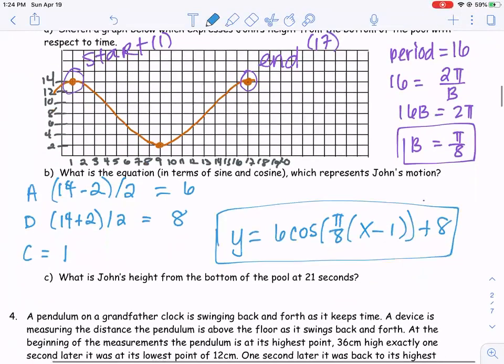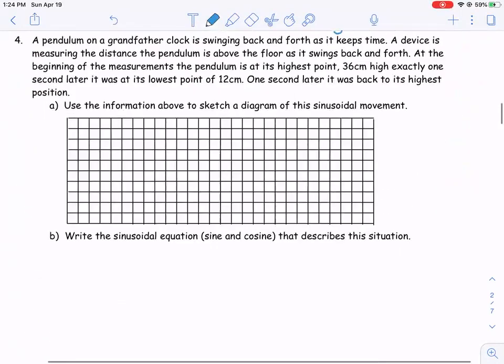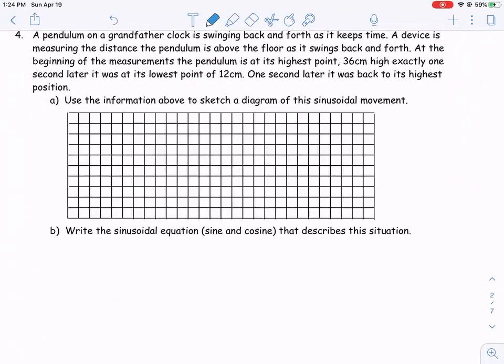And if you want to get this, you just plug in 21 for x, and you figure it out. Just make sure your calculator is in radian mode when you do that. All right, same thing for this one. Maybe pause the screen, work it out, and see if you can get the right answer.